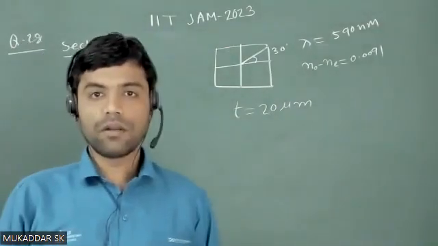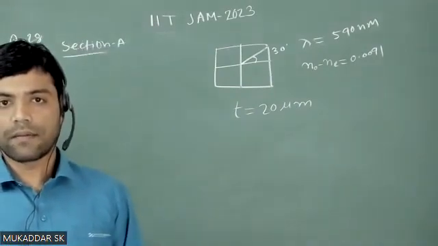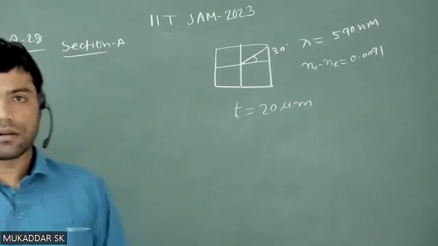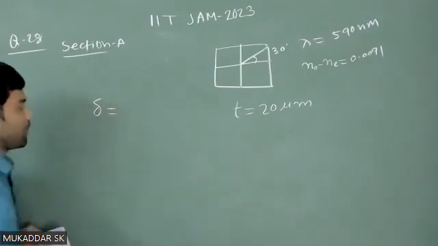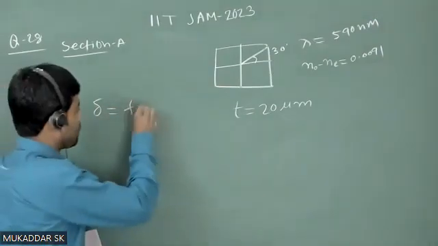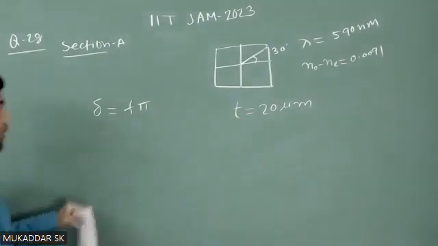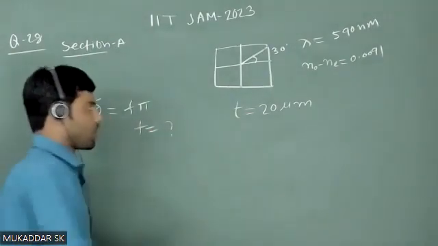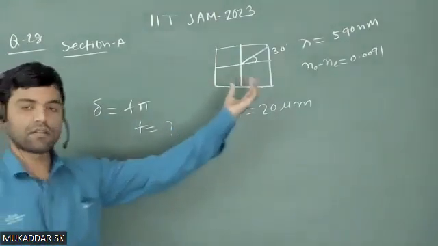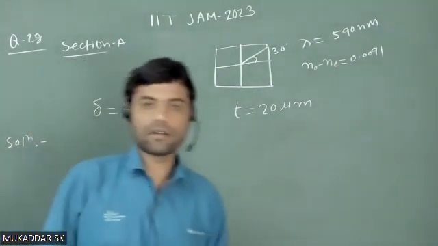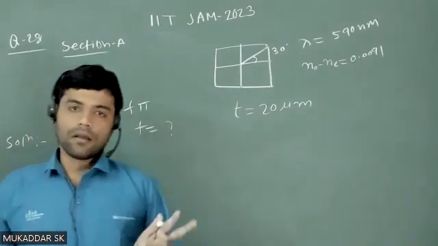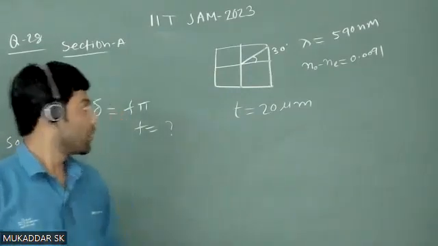The phase difference between this O ray and E ray after transmission is given as f into pi. So you have to calculate the value of f, and also the state of polarization of the transmitted light. A beautiful question actually, and this type of question was also asked in JEST 2022. So how will we solve this?